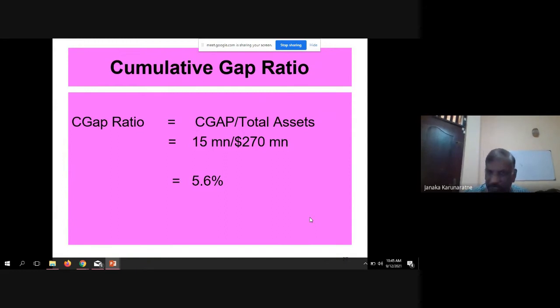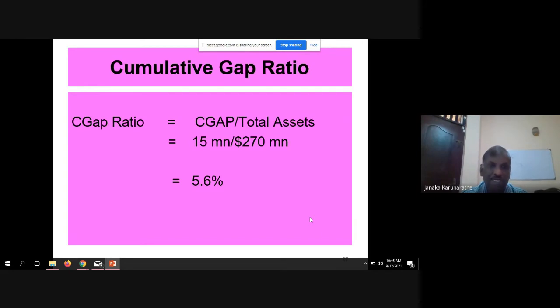Okay, so let's say you have a gap ratio. This is the actual gap ratio. You have a target gap ratio of 15%. So either way, you don't want to maintain it above 15%, on either side. So in this case, if your target is 15%, you have a 5.6% gap, so you are within the target. Right? So you are comfortable.